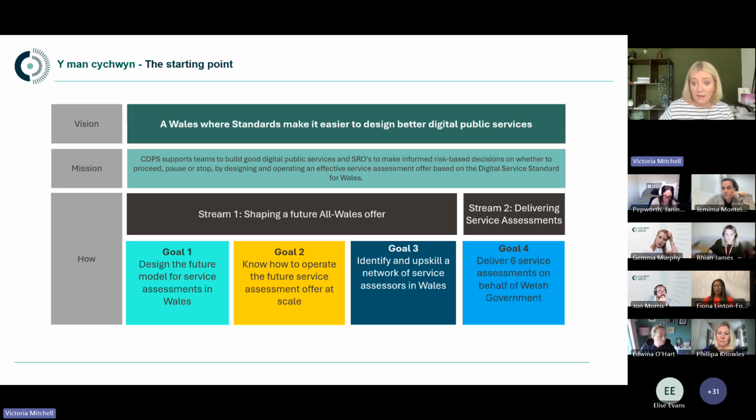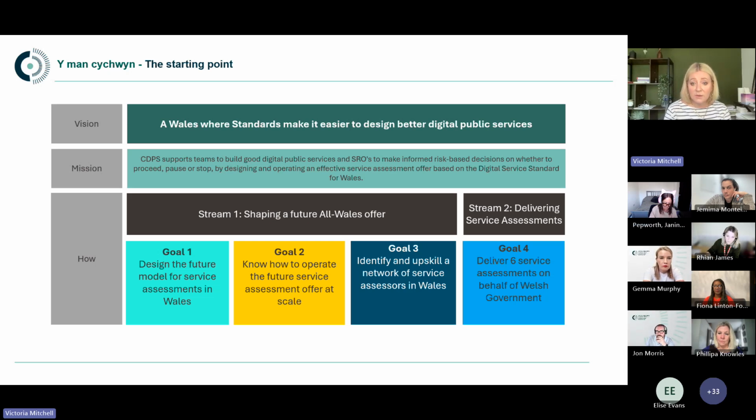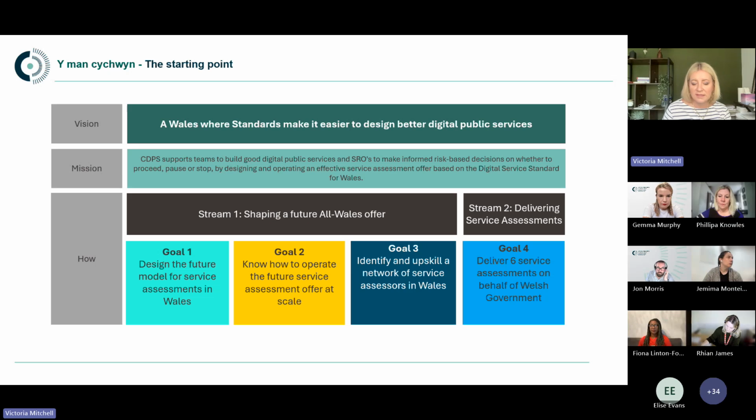So first, a bit of context for some of you who perhaps aren't familiar with the work that we're doing. The service assessments team as a whole is focused on delivering the current mission, which is to create a service that helps teams to build good digital services that align with the digital service standard for Wales, and that supports senior responsible officers to make informed, risk-based decisions on whether to proceed, pause or stop delivery of products, services and projects. And our work has been separated into two streams of delivery.